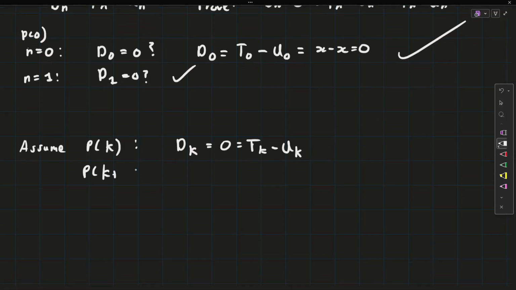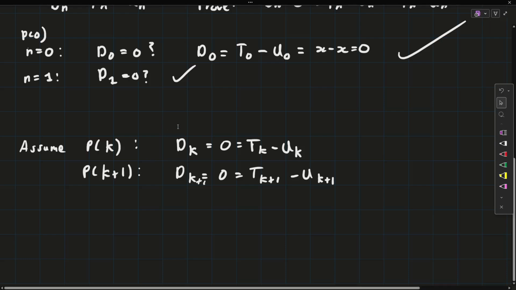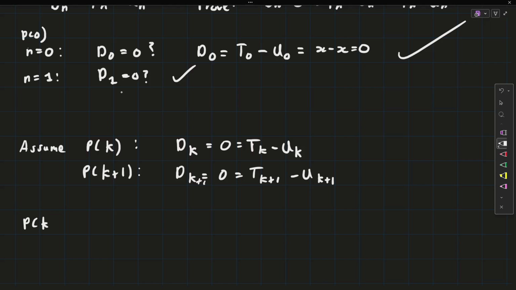it's true for k plus 1. So I'm going to say that d sub k plus 1 is equal to 0, which is t sub k plus 1 minus u sub k plus 1. Okay, and now we're going to take these two facts to be true, and see if we can use those to prove that p of k plus 2 is true. So what would it be for p of k plus 2?